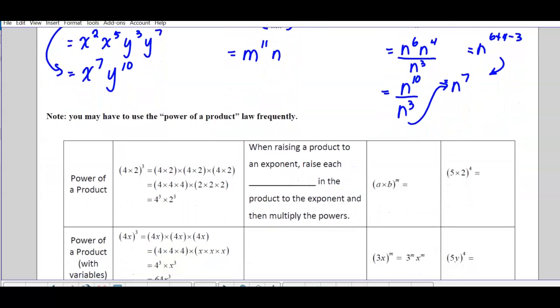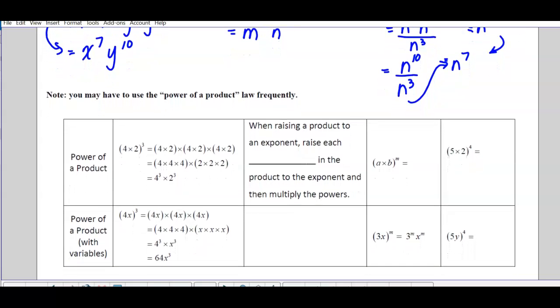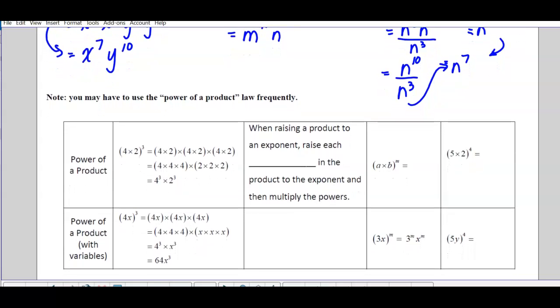Okay? So let's get into a little bit more. Let's look at the power of a product. I just copied this from your other chart. So 4 times 2, all cubed. That really means you have 3 brackets of 4 times 2, which really means you have 3 4s multiplied together and 3 2s multiplied together. Okay? So when raising a product to an exponent, raise each factor in the product to the exponent and then multiply the powers. So here in general, that's a to the m, b to the m. So here, that's 5 to the 4 times 2 to the 4.